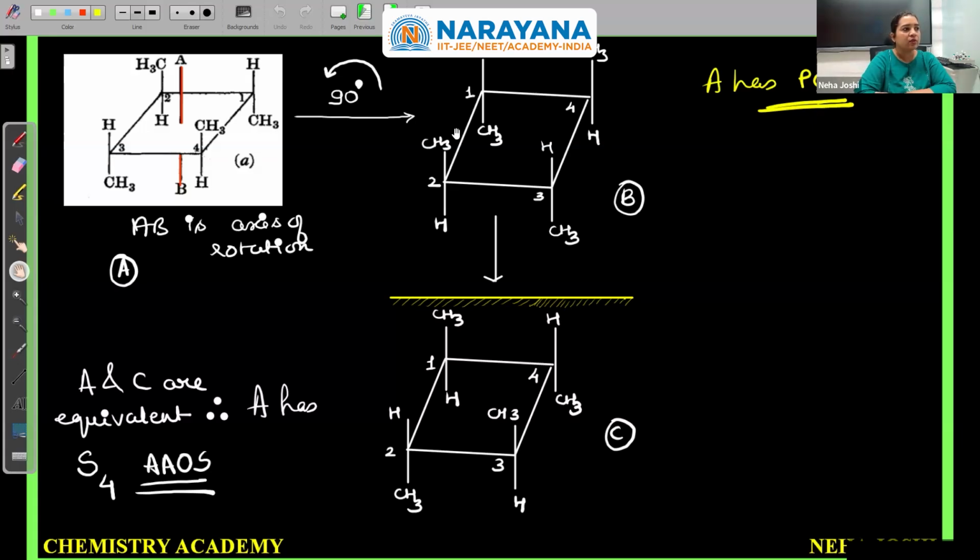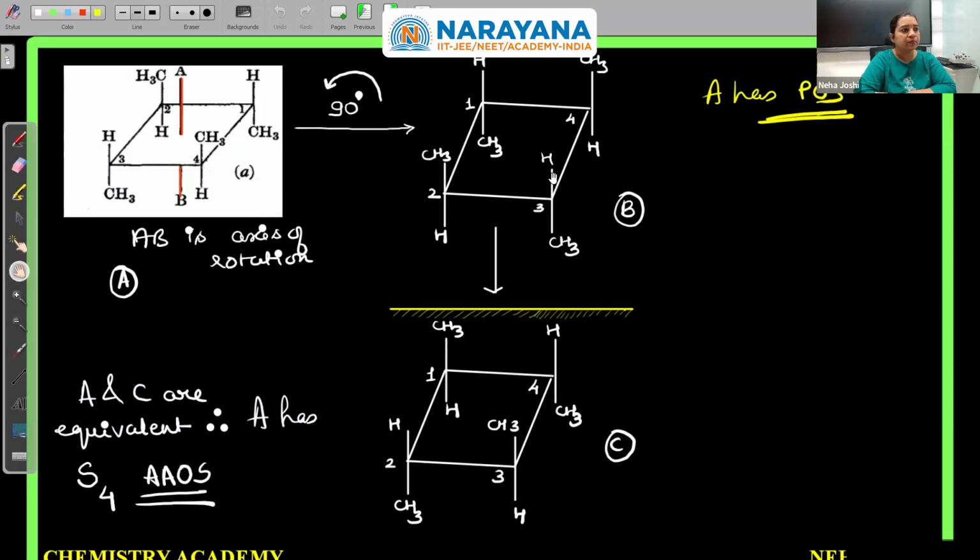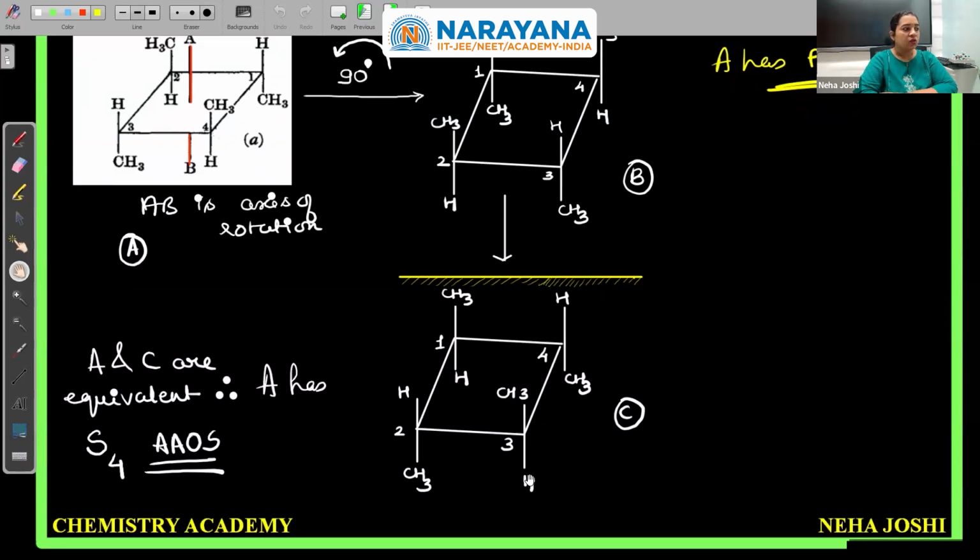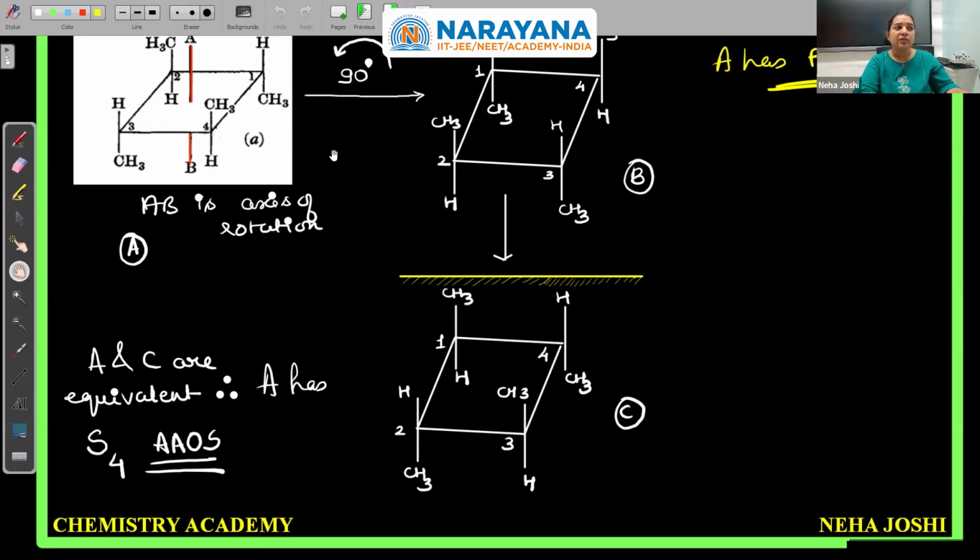So I drew this structure. This is my structure. Now as axis of rotation was vertical, the mirror will be kept horizontal. So here the mirror is kept. I took mirror image. 1, CH3 was down, so in image it will be up. Up, down, I did entire change. Now see, C is equivalent to A. Right? C is equivalent to A. So I'll say the molecule has 360 by 90, that is 4. S4 improper axis. It has S4 improper axis.